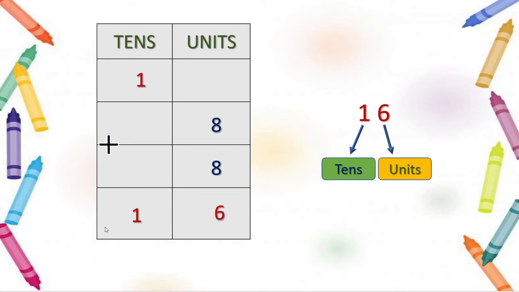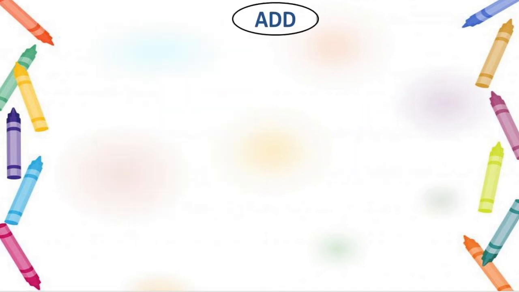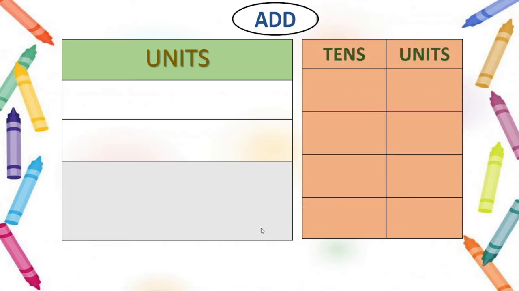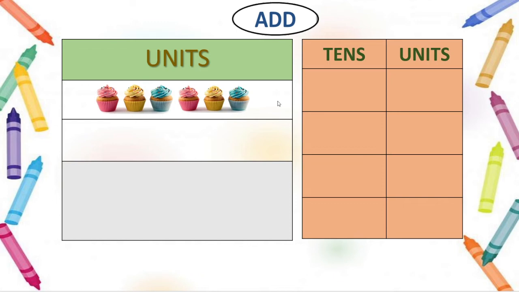Let us go for some more examples of this kind. Again here tens and units columns. Units. Ice cream cups. How many are there? 1, 2, 3, 4, 5, 6. Let us write 6 here. Please, children, leave one row here because we want to take the carried over number.